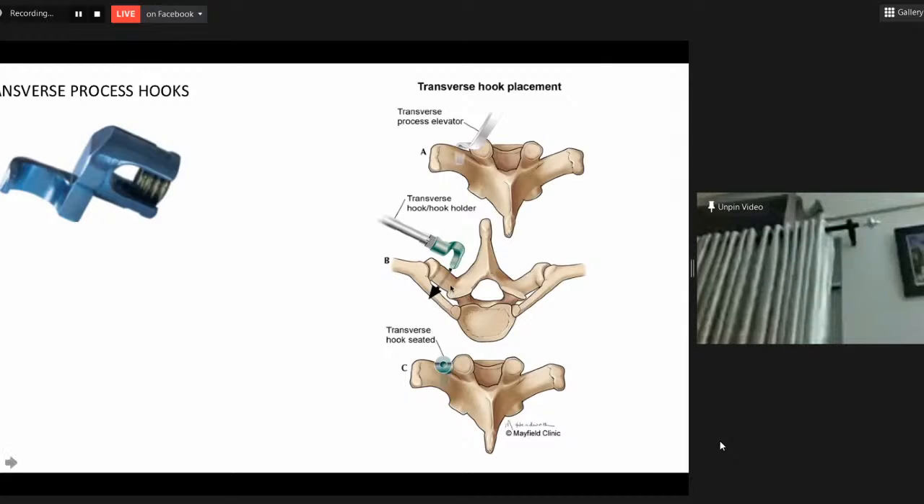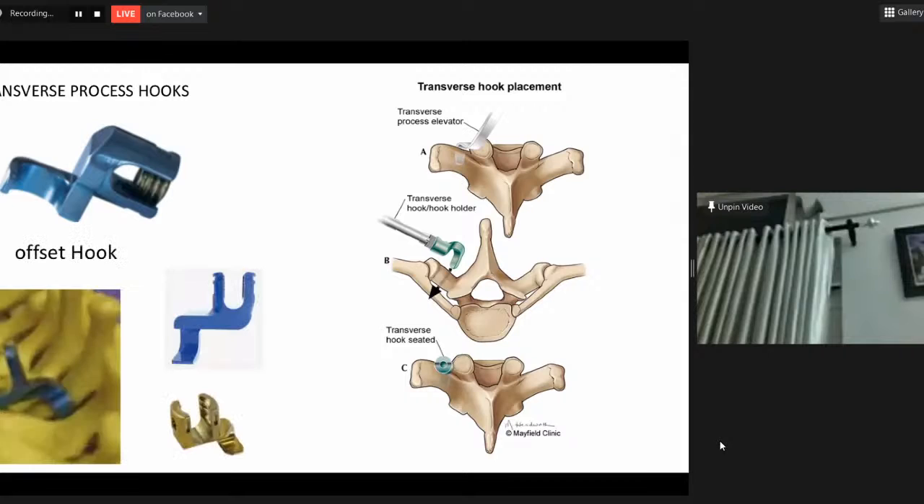Now, this is the transverse process and this is the rib. So in this joint, the hook is passed. And remember, this assembly is very strong. Sometimes at the end of your proximal fixation, you add this and it tries to hold the implant very well. Then there may be an offset hook. Sometimes when you do the fixation, you find that your rod is going quite away from the line.